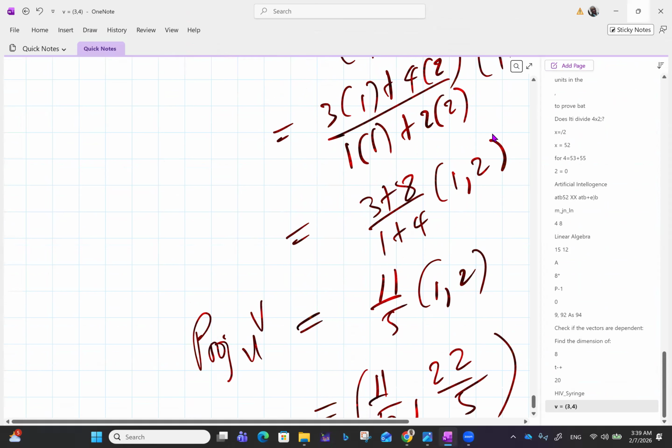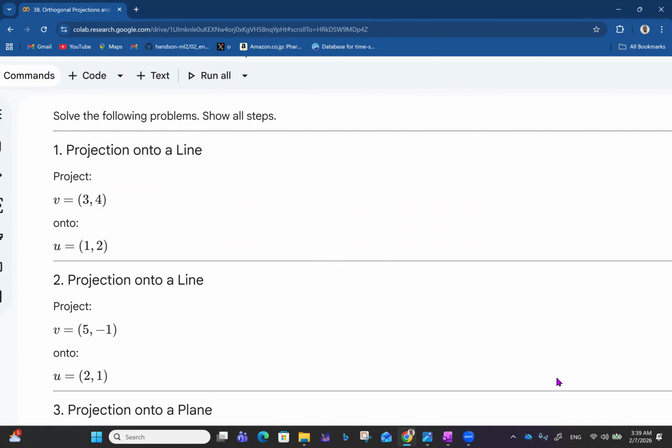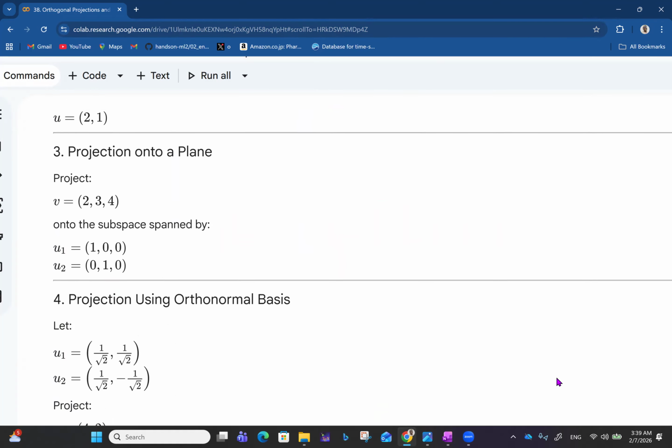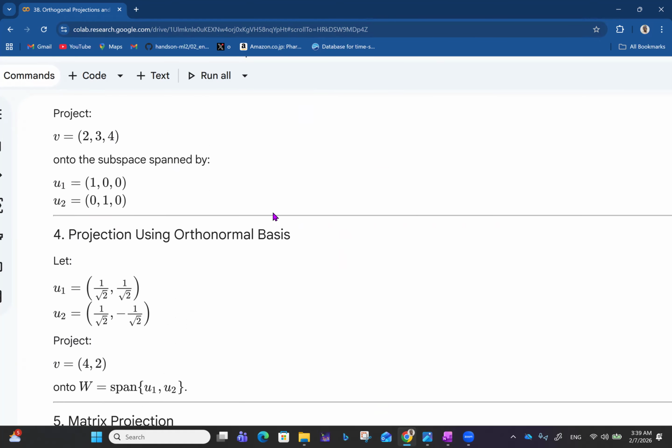So you can also project U onto V if you like. You just change the whole thing. So, projection onto a line, you can try that. Projection onto a plane, it's what I did the other time. So you have projection of V onto U1, projection of V onto U2. That's exactly what I did before. Then you do the two parts and sum them together, and whatever you get is the answer.